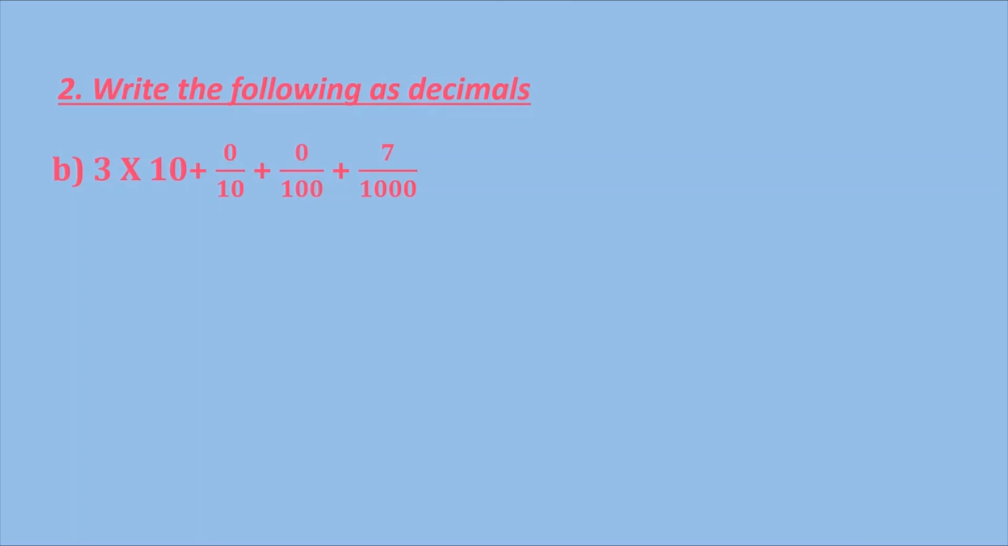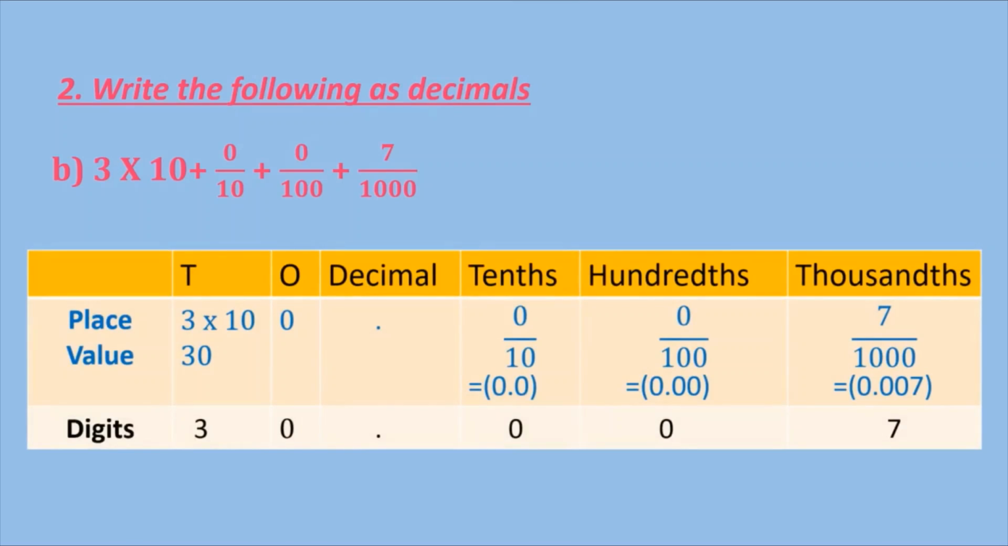Let us see the next sum where we have to write the expanded form into decimal form. So the first sum here: 3 into 10 plus 0 by 10 plus 0 by 100 plus 7 by 1000. In order to write down the number in decimals, first we make a place value chart and we write down the place values on the top as tens, ones, a column for decimal, and then tenths, hundredths and thousandths, and then we'll fill the digits. So 3 into 10 is 30, so we write down 3 in the tens column. We have no digit in the ones place, so we write 0 in the ones place. Then we put a decimal and then 0 tenths, so we write 0 in the tenths place. Again 0 hundredths, so we write 0 in the hundredths place and 7 thousandths. We write it in the thousandths place.